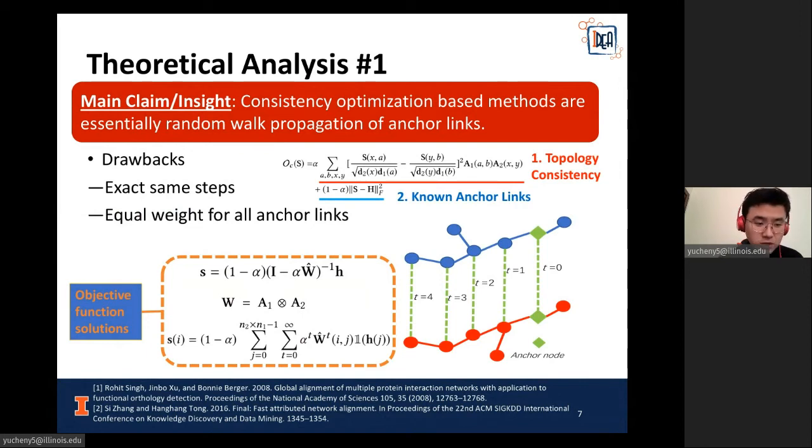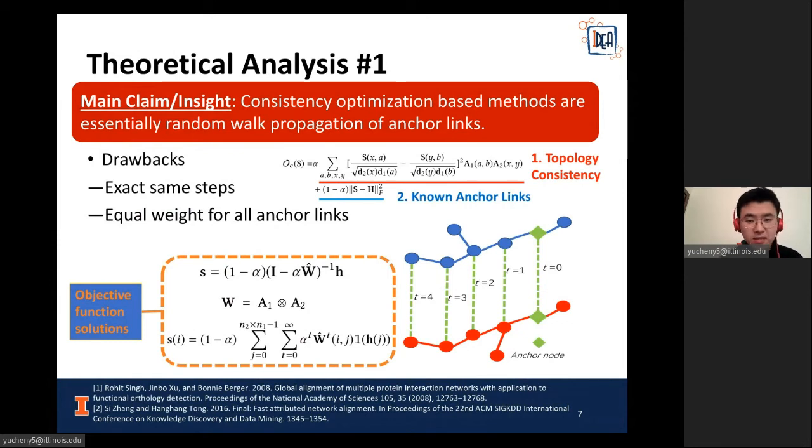We can have the closed form solution for these consistency optimization-based methods as follows. This closed form solution essentially means that it propagates the anchor links between two networks. For example, in the right part of this slide, we can see that one anchor link passes along the two networks from step zero to the first step, then the second step, the third step, and the fourth step. It has two main drawbacks.